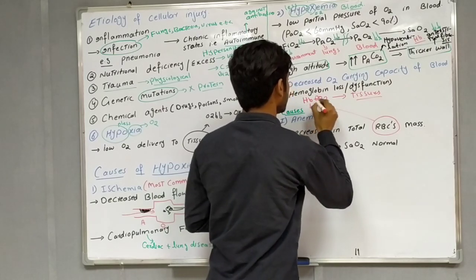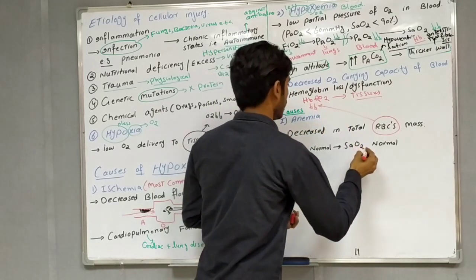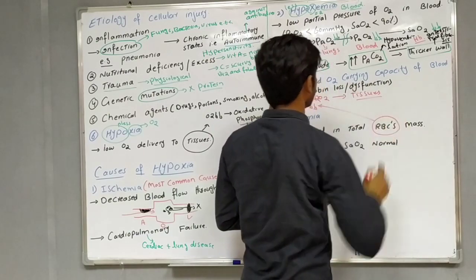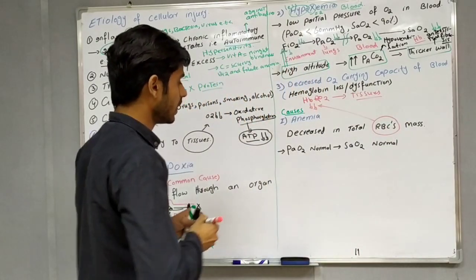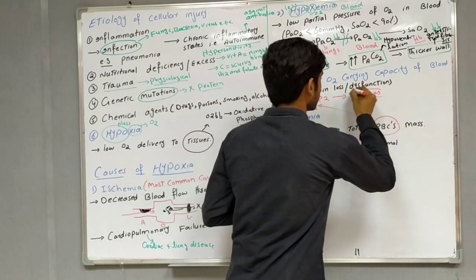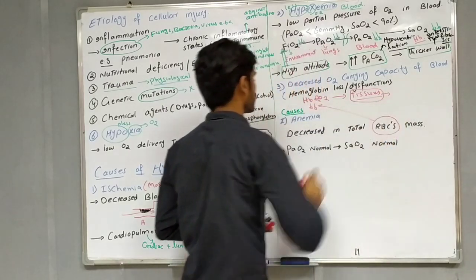When hemoglobin decreases, less oxygen will be carried, and less oxygen will be provided to tissues. It is as simple as that.